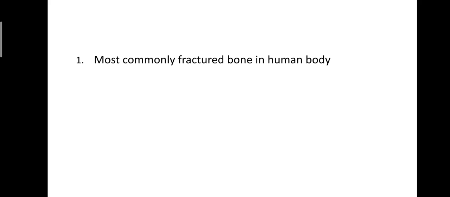Today's first question is, which is the most commonly fractured bone in human body? And the answer is clavicle or collarbone.